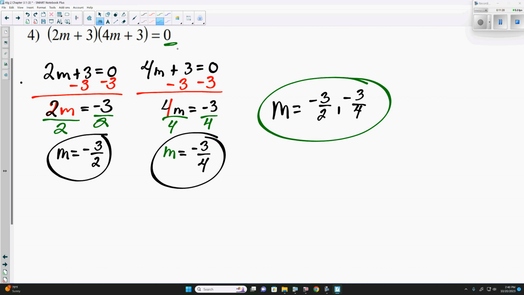So the reason we get it equal to 0 is because of the zero product property, the fact that whatever these two values, when multiplied together, will give us 0. So one of them has to give us a value of 0. Not that the variable is 0, but when I plug negative 3/2 into 2m plus 3, that side becomes 0, which makes the whole equation 0. And the same thing for negative 3/4.